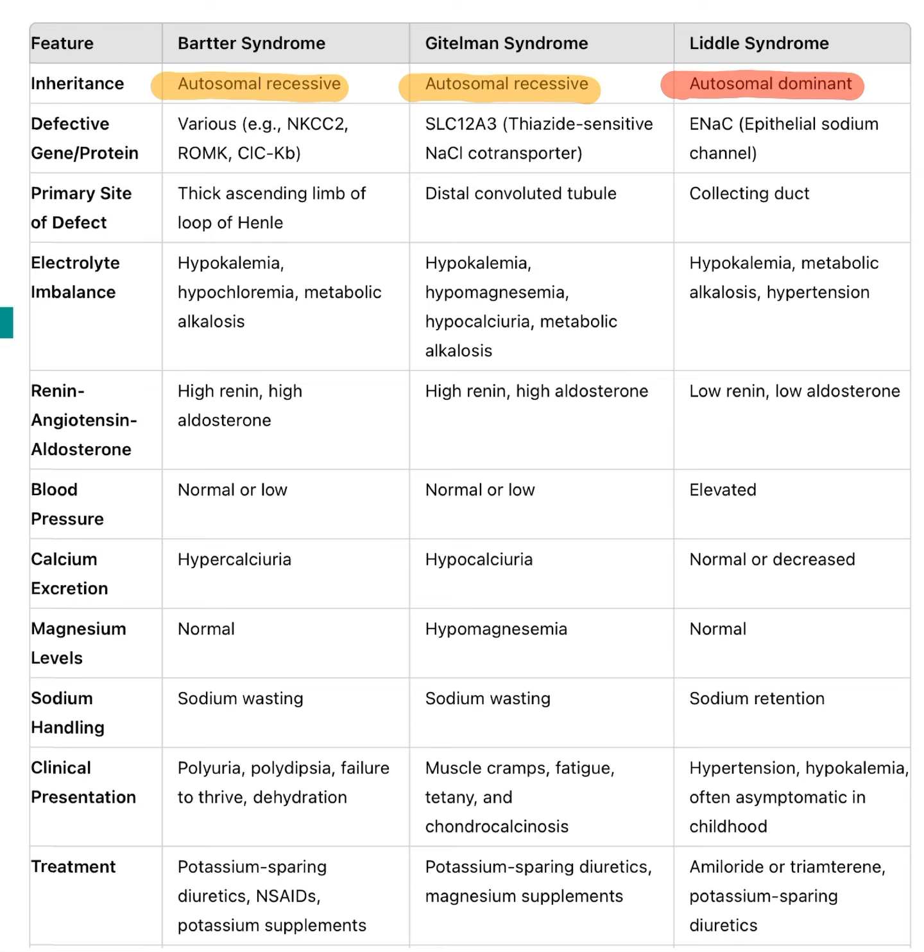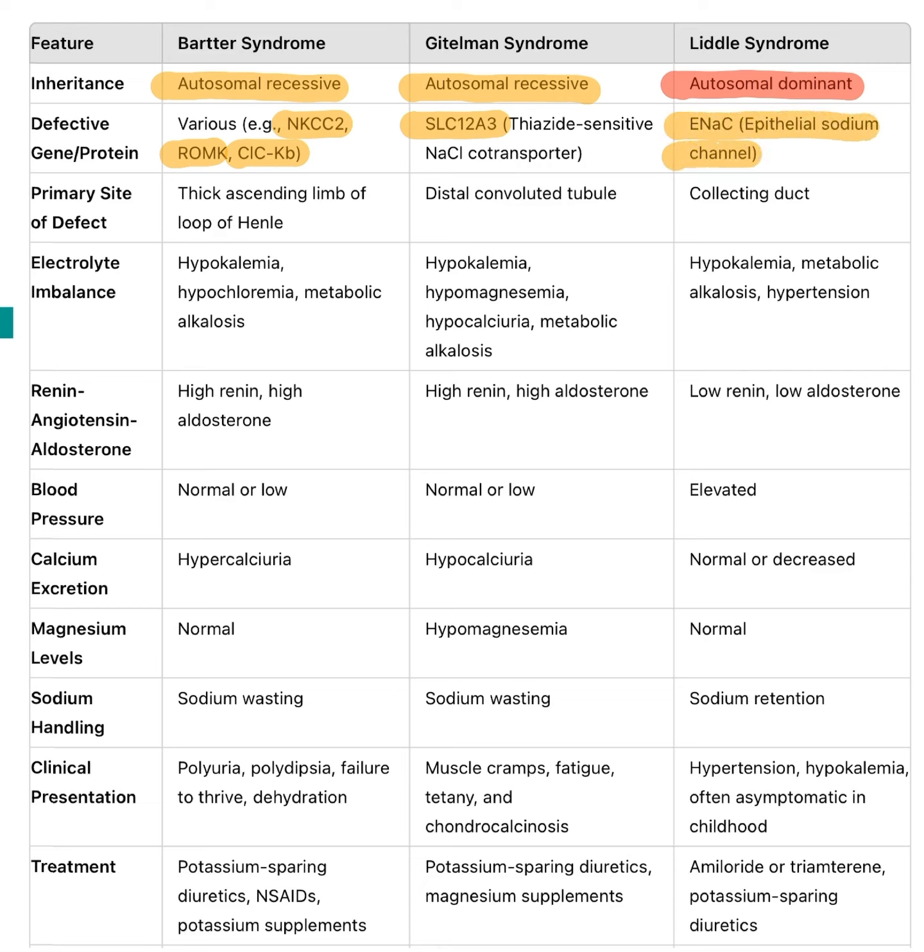Other than that, you have to remember which channels are affected. Bartter syndrome is basically where the loop diuretics act, that is the sodium potassium chloride channel, NKCC2. Also the potassium channel in the loop of Henle itself, that is ROMK, and one more is ClC-KB. In Gitelman syndrome, the channel affected is the thiazide-sensitive sodium chloride co-transporter, the SLC12A3 gene. In Liddle syndrome, ENaC channels are affected. ENaC channels are the channels where aldosterone acts.